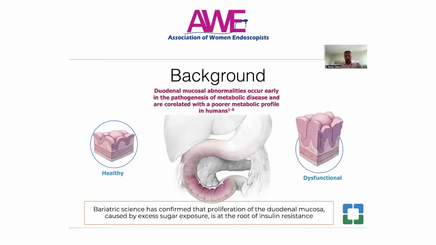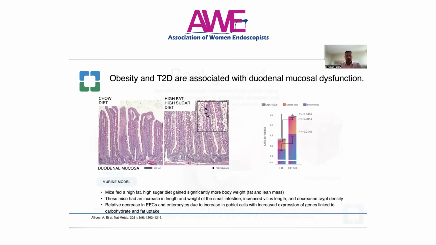So we know that when we look at patients with type 2 diabetes and patients with insulin resistance, the duodenal mucosa is dysfunctional. And this occurs early in the pathogenesis of metabolic disease. And we know that in patients with duodenal dysfunction, this will correlate with poor outcomes. And we know from bariatric science that the proliferation of the duodenal mucosa, which is caused by excessive exposure to high sugar foods, is the root cause of insulin resistance.